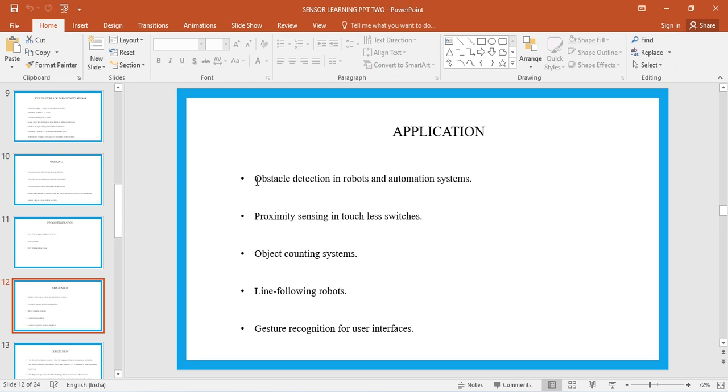Seeing its applications: obstacle detection in robots and automated systems, proximity sensing, object counting systems, line following robots, and gesture recognition.